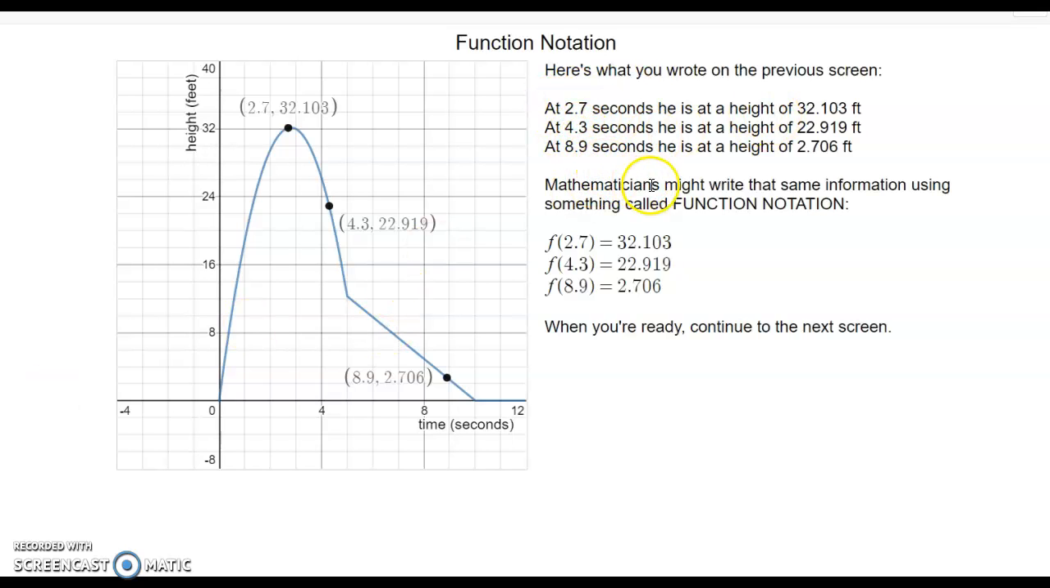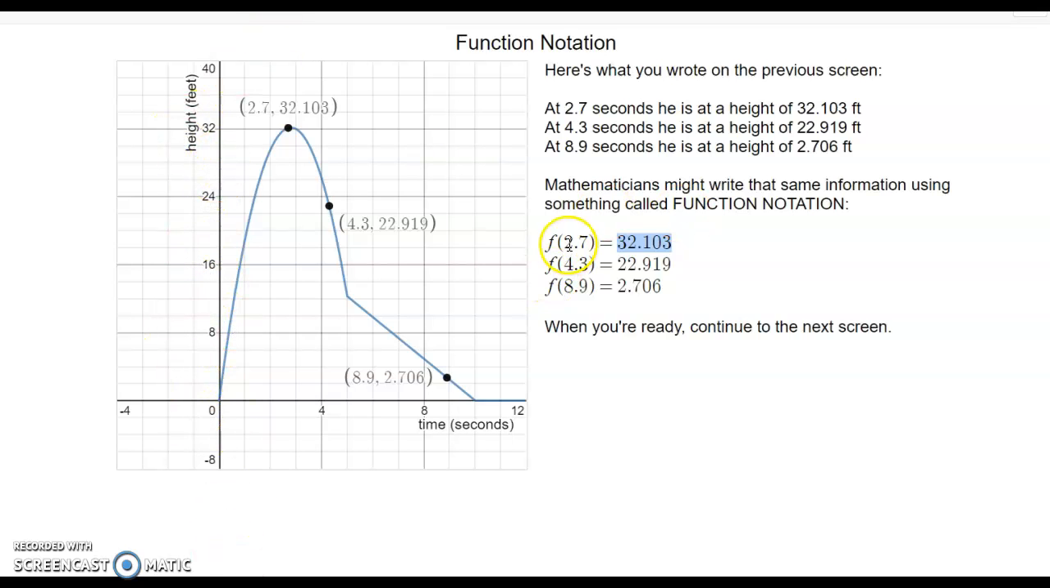In mathematics, we might write the same information using something called function notation. It's a lot easier to write instead of writing out this whole sentence of at 2.7 seconds he was this much height off the ground. You know, who has time for that? So if we look here, my 2.7, as you can see, that is my x. So anytime we have f of a number, that means on my x-axis at 2.7, what does my y equal? What is my other point?